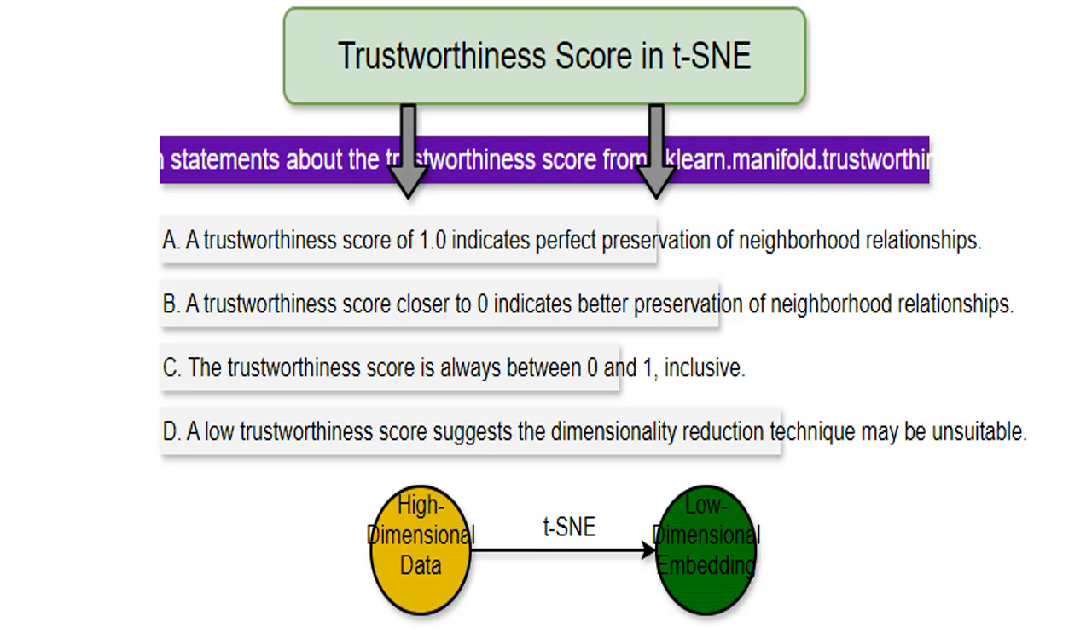I'm focusing on the trustworthiness score, a key metric in evaluating how well t-distributed stochastic neighbor embedding, t-SNE, preserves the relationships between data points when reducing dimensions. It measures how similar the neighborhoods are before and after the dimension reduction. A higher score means t-SNE did a better job of keeping those relationships intact. This question tests your understanding of the trustworthiness score and what it means in the context of using t-SNE. Are you ready to test your knowledge?